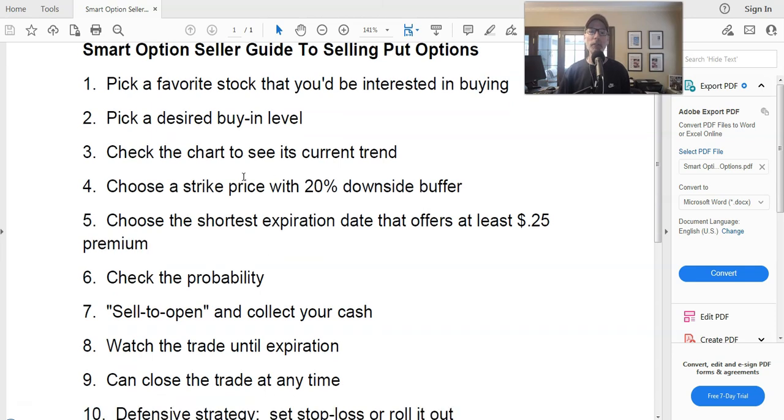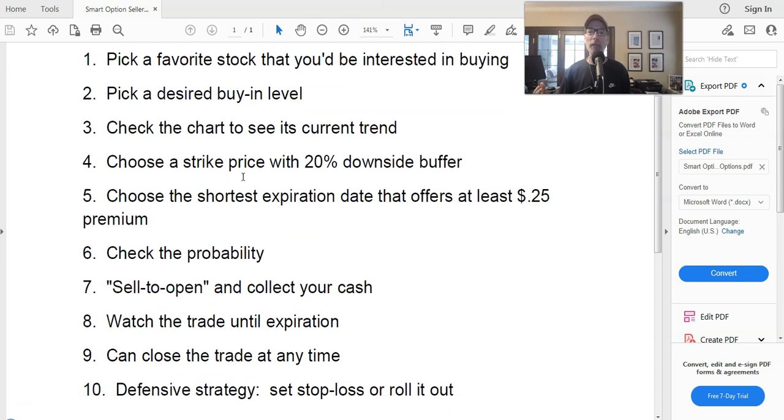Now, the way that we do it in our newsletter and the way a lot of people do it, they choose strike prices that are way out of the money, 20% or more cushion, and there's no way the stock's going to fall that far. Okay, they're just going to collect the $25 premium, and then at expiration, if the stock doesn't fall to the strike price, you walk away free and clear with your $25 or $100, depending on how many contracts you sell.